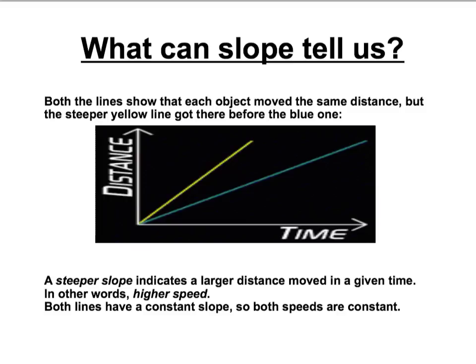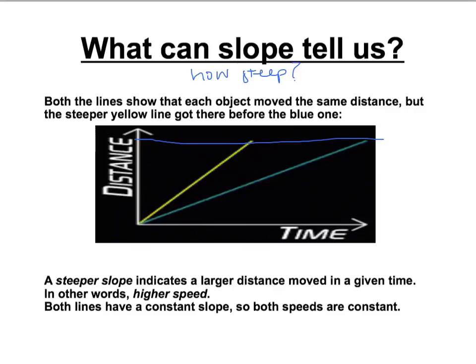So we want to know what slope can tell us. And remember, the slope is how steep the line is. Just to remind you from math class what slope means. Both of these lines here show that each of the objects moves the same distance, because the distance is connected right here. And my line is awful, but you get the point.